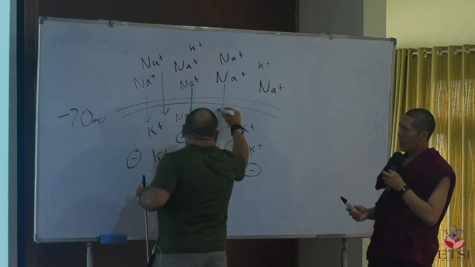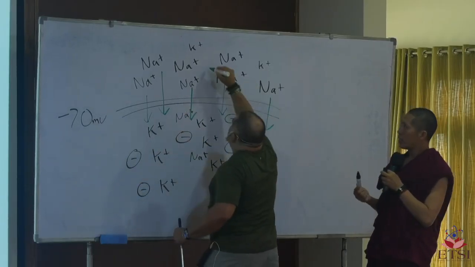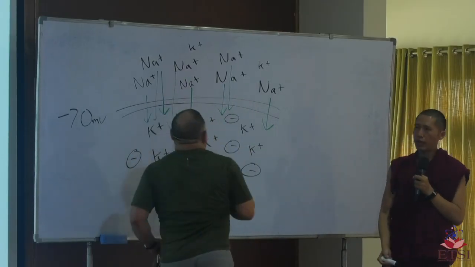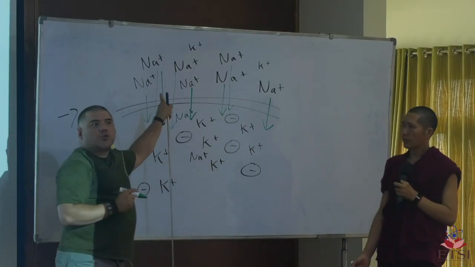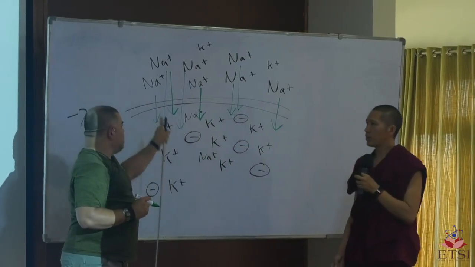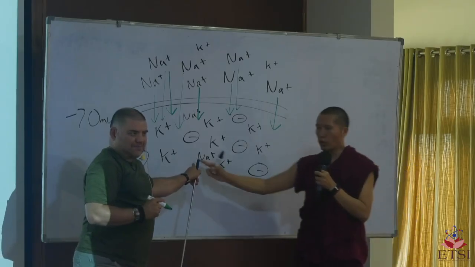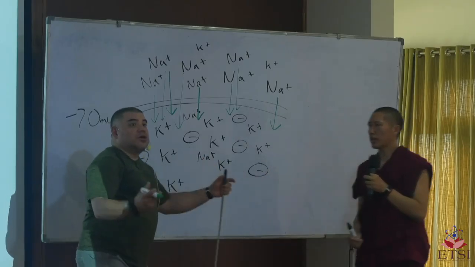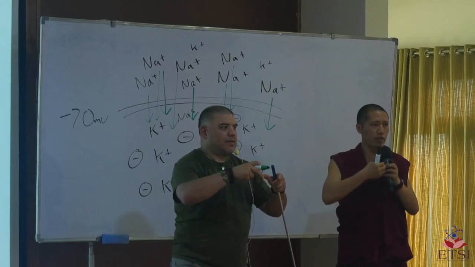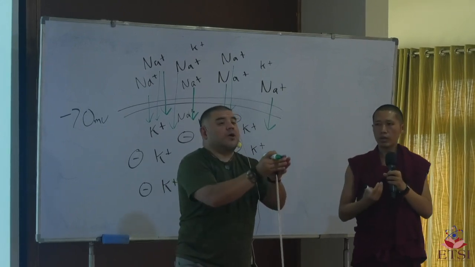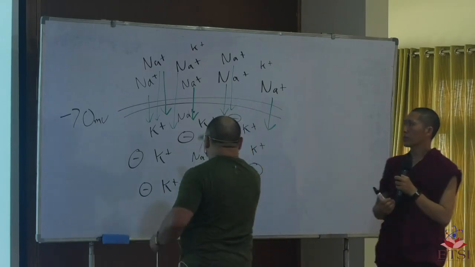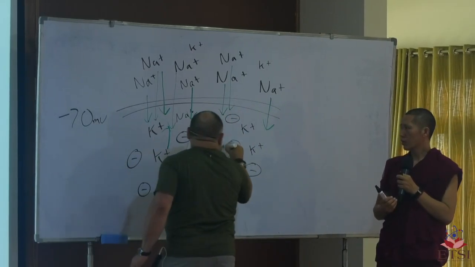So what is the charge of sodium? Positive. What is the charge of potassium? Positive. Does positive go with positive? No. So it would repel. So there is a second push to repel the sodium back by the potassium.